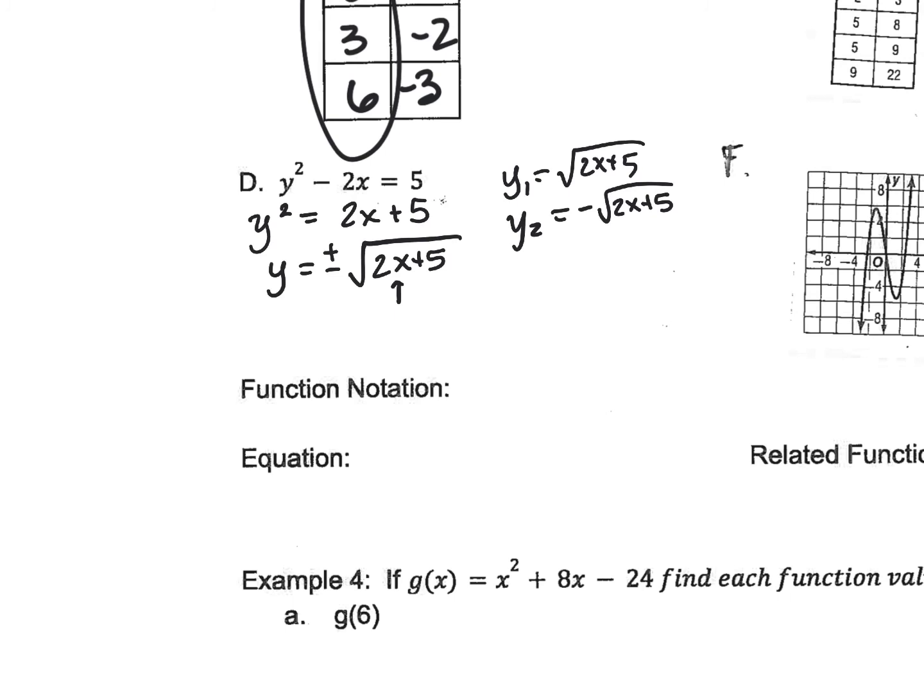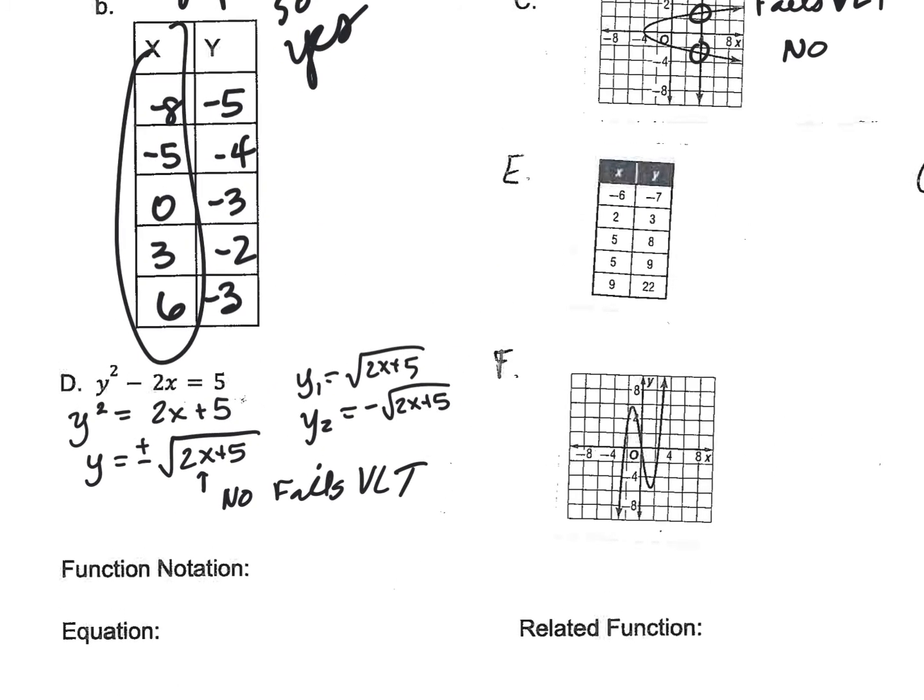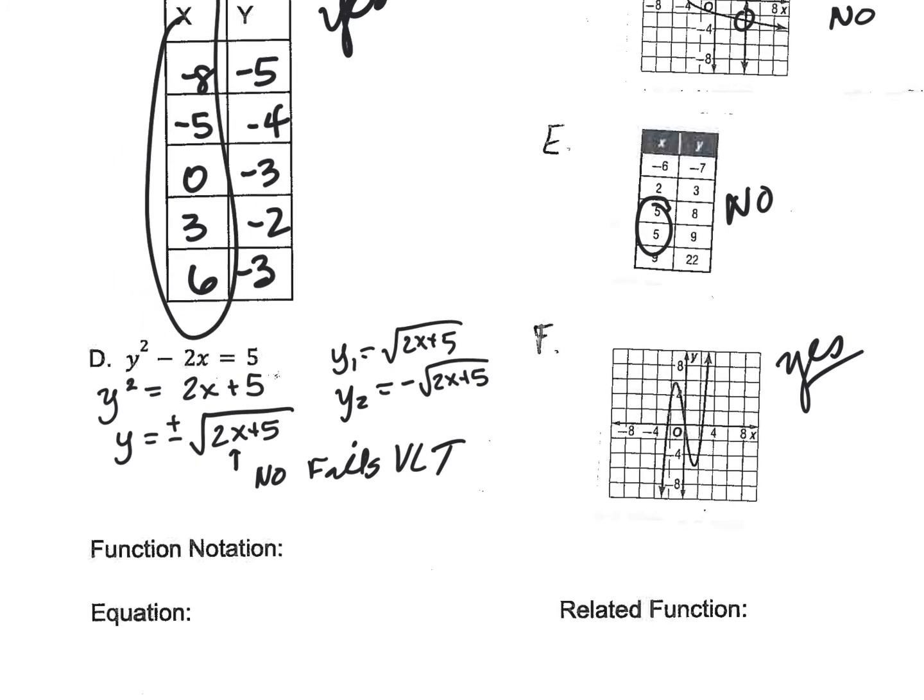So you tell me. No. You can look at the graph and see that it does not follow what? Does not pass the vertical line test. Okay. So this is no, it fails the vertical line test, right? All right, so look at E. No. Because it has two y's. Good. So that's a no. And look at F. Yes. Good. It passes the vertical line test, doesn't it? All right. What about G?